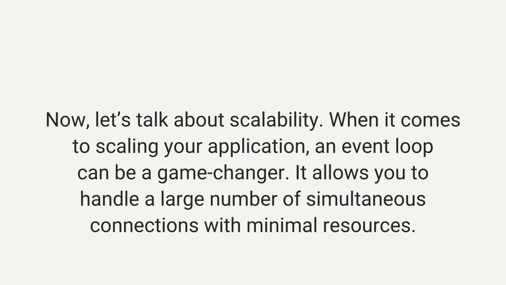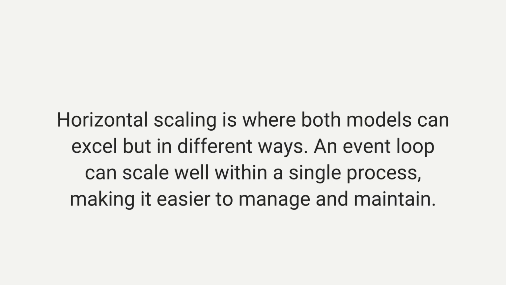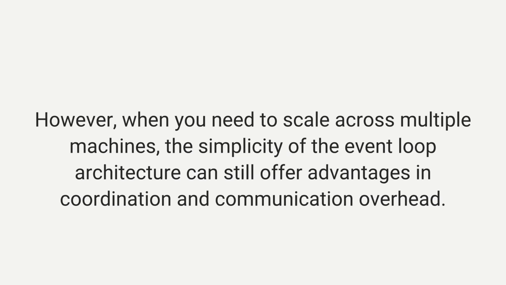Now let's talk about scalability. When it comes to scaling your application, an event loop can be a game changer. It allows you to handle a large number of simultaneous connections with minimal resources. That sounds promising. But how does this play out in terms of horizontal scaling? Horizontal scaling is where both models can excel, but in different ways. An event loop can scale well within a single process, making it easier to manage and maintain. However, when you need to scale across multiple machines, the simplicity of the event loop architecture can still offer advantages in coordination and communication overhead.